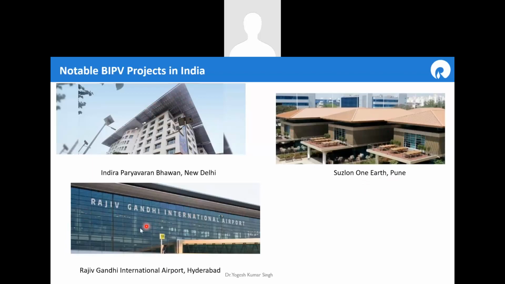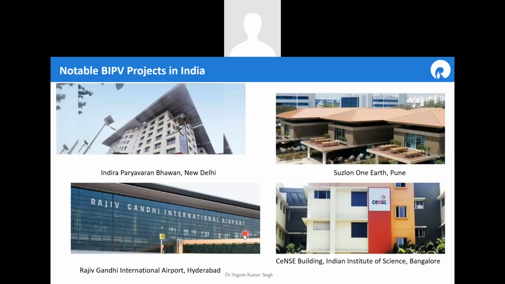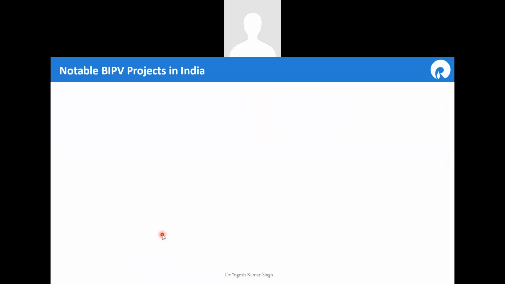This is the Rajiv Gandhi International Airport in Hyderabad. If you see this particular facade, all the facade is made by the BIPV system. These are all solar panels, and with the help of that, they are making the system. This is the Indian Institute of Science Bangalore, where they are using different types of solar energy in their glasses and the roof.